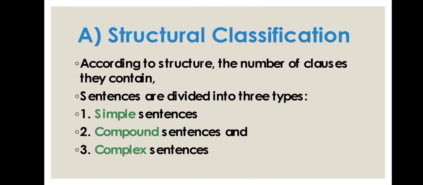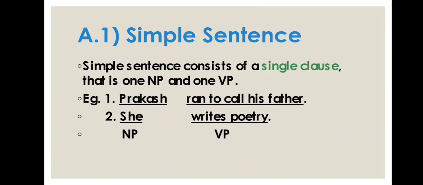According to structure of the sentences, that is, the number of clauses they contain, sentences are divided into three types: simple sentences, compound sentences, and complex sentences. Simple sentence. A simple sentence consists of a single clause, that is, one noun phrase and one verb phrase.